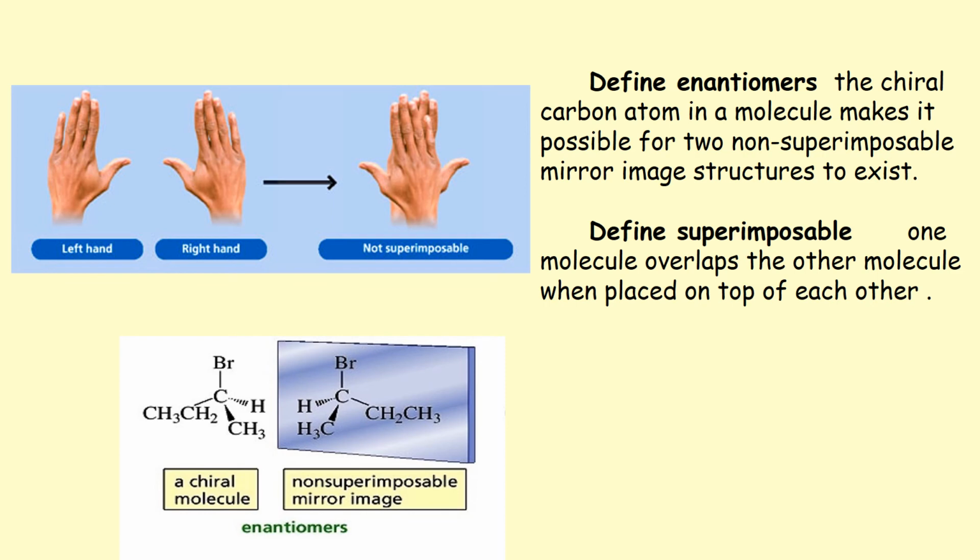The H on the mirror image will be on top of the CH3, CH2, and it'll be the same for the other one. And they just won't sit right. Okay? So they will not overlap. And that is what non-superimposable means. They do not overlap.